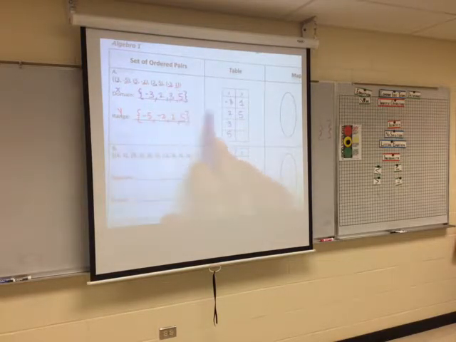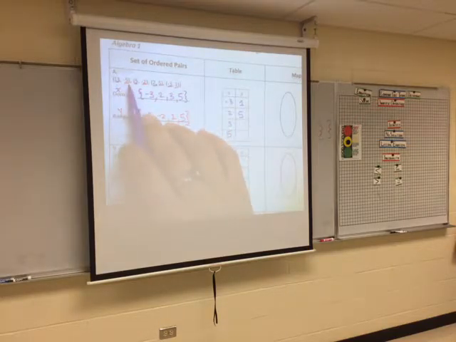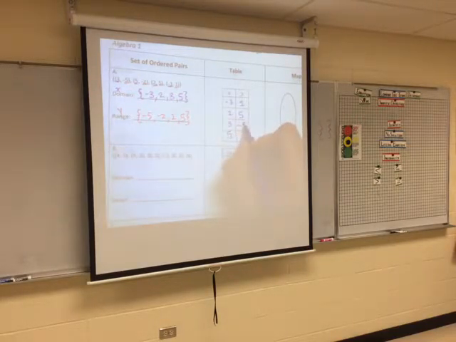-3, 1 is a point. 2, 5 is a point. 3, -5 is a point. And 5, -2. They're kind of all over the place, and we're going to see that when we graph it here in just a second. Is that okay? So far, so good?